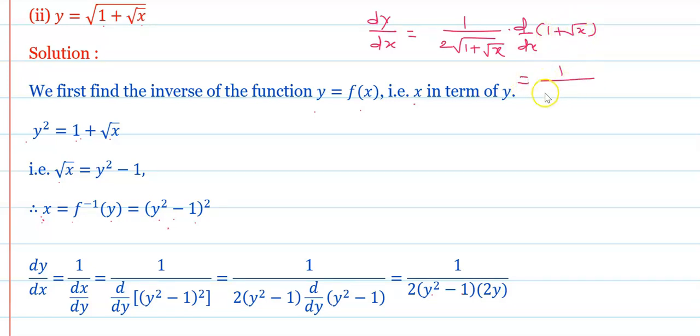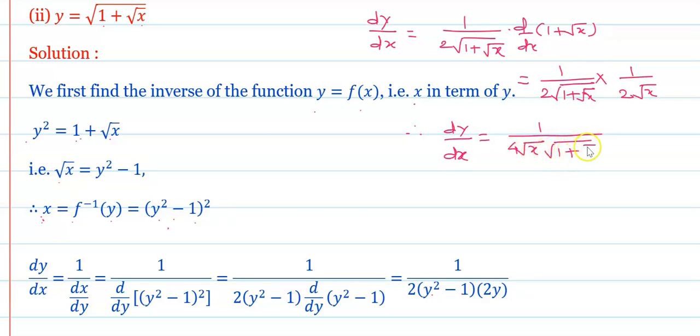1 upon 2 square root of 1 plus root x. Okay. Derivative of x is 1 and derivative of root x is again 1 upon 2 root x. Okay. And therefore, you will get here dy by dx is equal to 1 upon 2 into 2, 4, here is root x, root of 1 plus this root x, and this is the answer. Okay. But we'll find out this derivative by using the definition of inverse function.